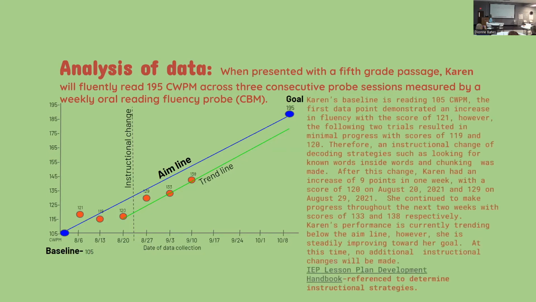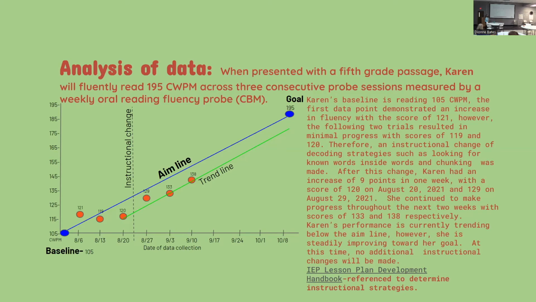All right, so here's our analysis. It says that her reading is at 105 words correct per minute. We talk about her first data point, which demonstrated that she increased in fluency. She made it to 121. However, the following 2 trials resulted in minimal progress with scores of 119 and 120. That's important to talk about, right? Y'all agree with that?